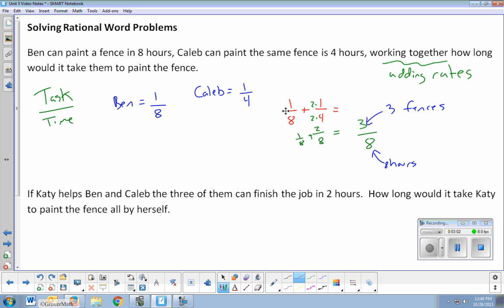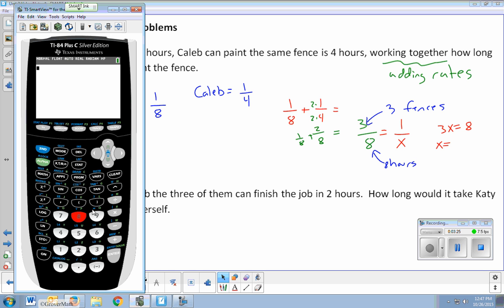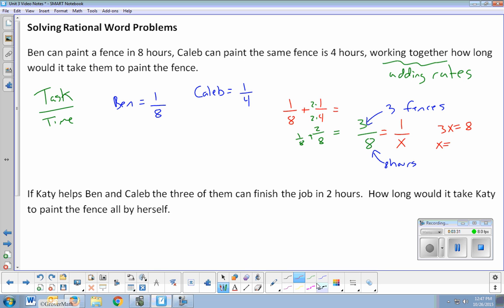So what you do after you add these together is you need to create a proportion. I don't want 3 fences, I want 1 fence. How long is it going to take? How many hours? So if you set it up like that, we can cross multiply here because it's a proportion. We get 3x equals 8. X equals 8 divided by 3. Now, in our calculator, when we type 8 divided by 3, it's going to give us the decimal answer of 2.6 repeating.